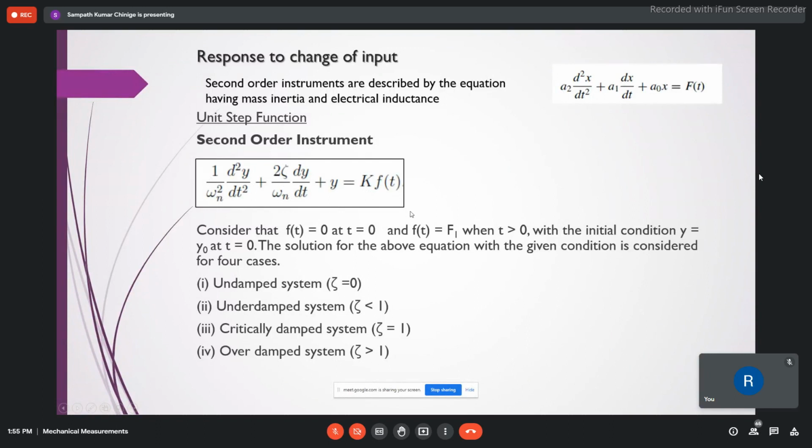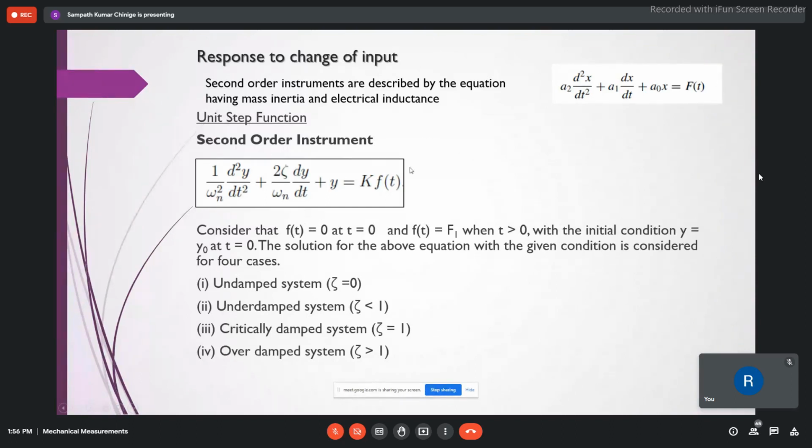If you rearrange the mathematical equations, we end up with this kind of equation. For these conditions, when the input is given, the initial condition is y equal to y naught at t equal to 0, and y equal to f1 when t is greater than 0. For these conditions, you can see that we get different solutions depending on this expression. This is the general solution for this differential equation.